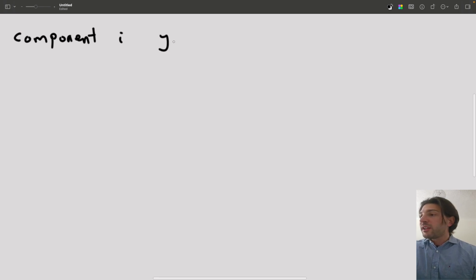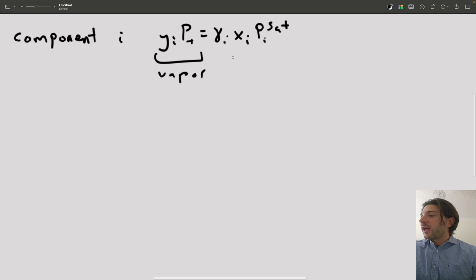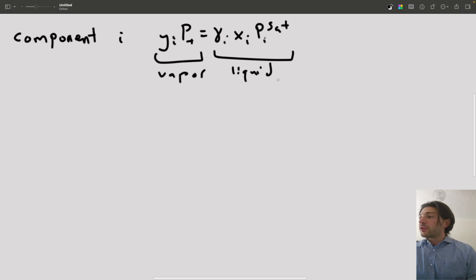The fraction in the vapor phase times the total pressure is equal to the activity coefficient times the fraction in the liquid phase multiplied by the vapor pressure. Here we see that this is the vapor phase and this is the liquid phase. We're going to rearrange for the total pressure. That is what the question is asking. So we're just going to rearrange everything.